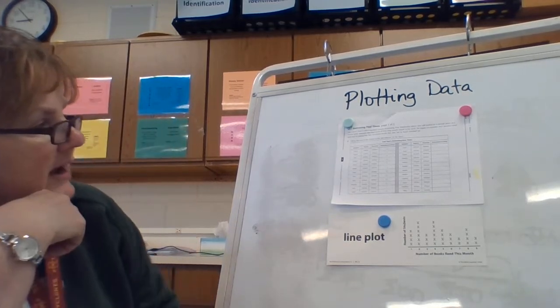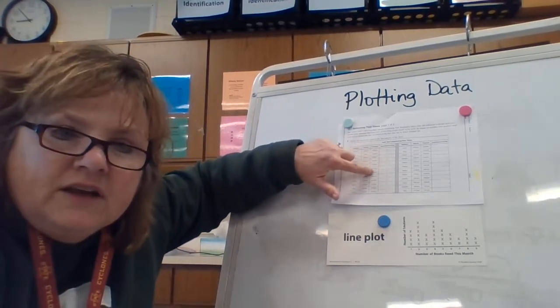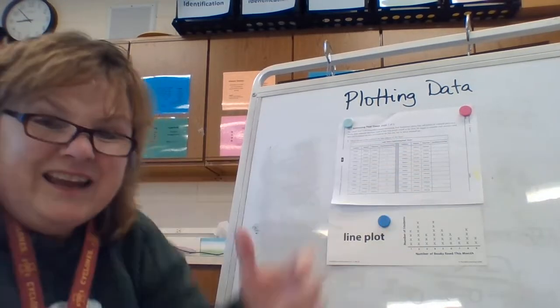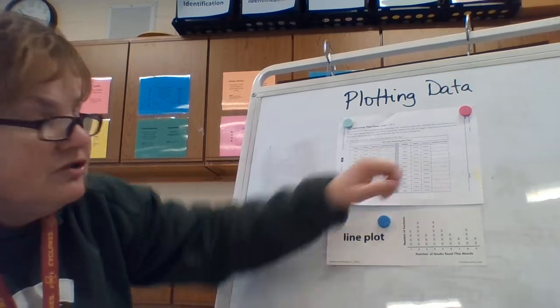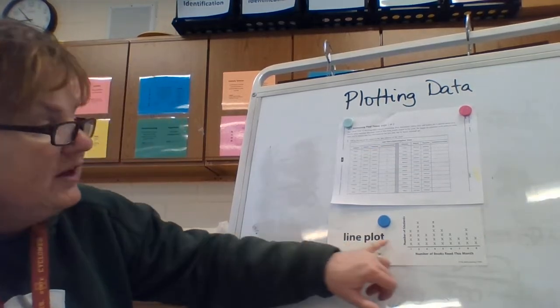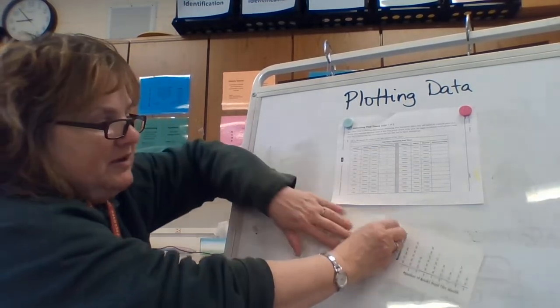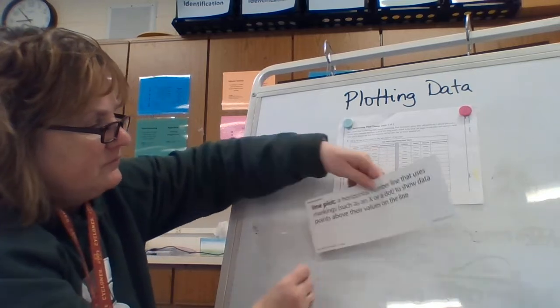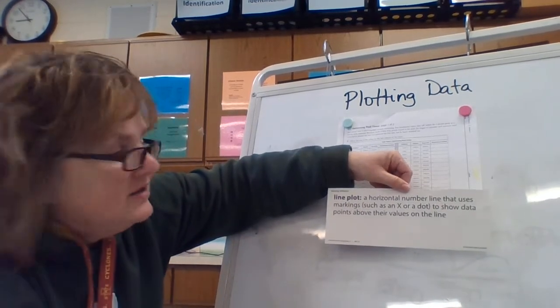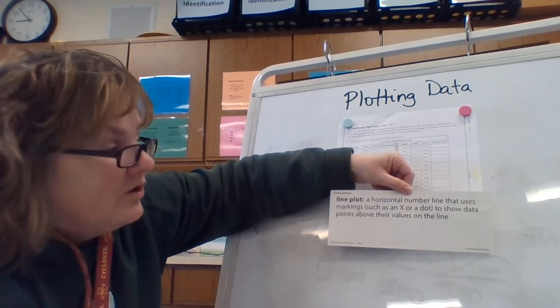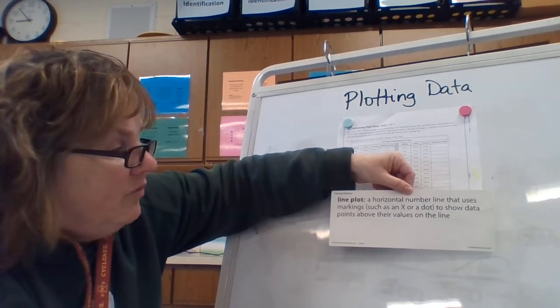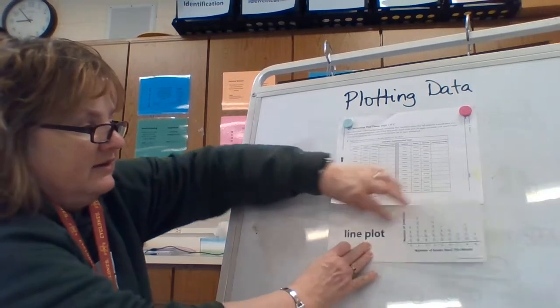So a line plot is where you're going to take all of the information, the data that you've gathered from the last year's swimming pool times, and you're going to plot it on here. So let me give you the definition. It's a horizontal number line that uses markings, such as an X or a dot, to show data points above the values of the line.